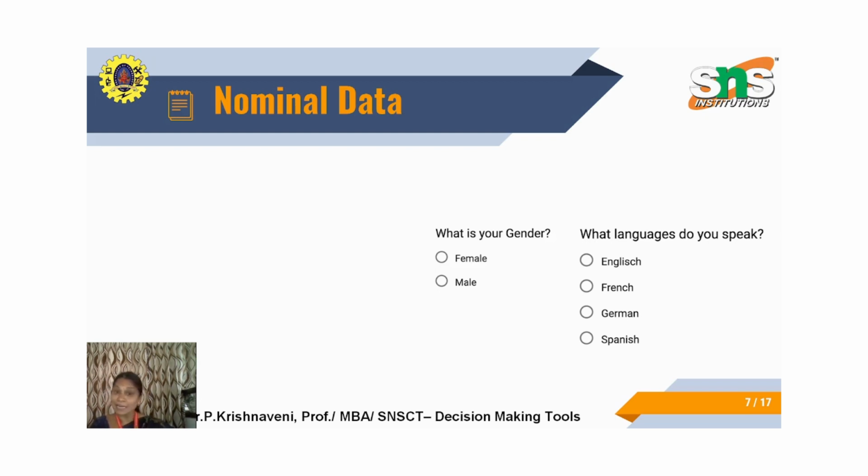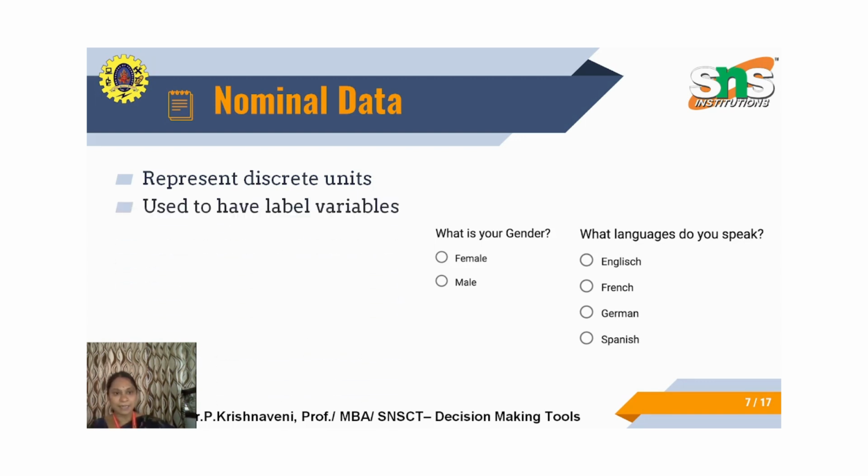This we call nominal data, which can also be represented in discrete units. How many male, how many female, how many people speak English, how many people speak French. That count we can take. So either 1, 2, 3, 4. This is the number of people who speak English. There is no mathematical meaning. We are using the numbers only to label the data.